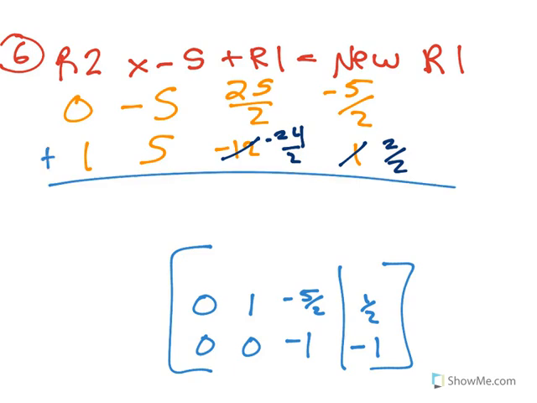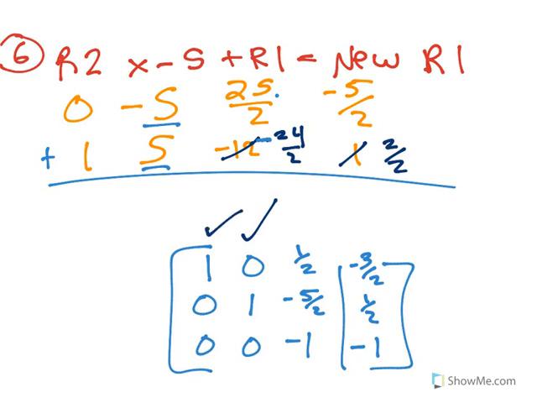I add these together to get row 1. So 0 plus 1 is 1. -5 plus 5 is 0. 25 halves plus -24 halves is 1 half. And then -5 halves plus 2 halves is -3 halves. Okay. These are looking pretty good. We have now successfully gotten our second column, right? Our first and second column are done. They're exactly what we want.